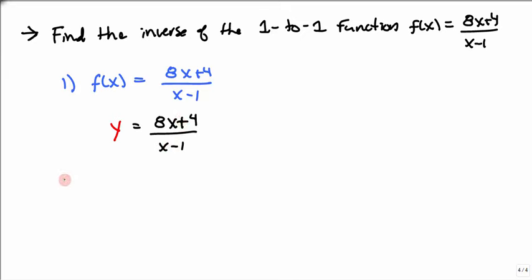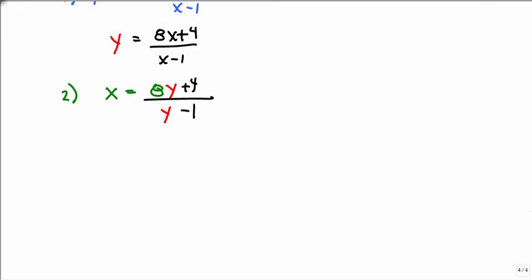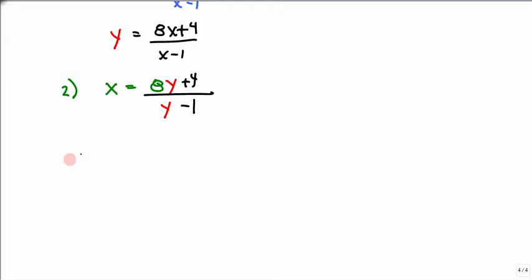Second step, swap the x and the y. So this value of y will become an x, and then all the values of y over here, or sorry, all the values of x over here will become a y. Okay, so that's our second step. Our third step is to now solve for y. Now this is not an easy step. There's a lot going on here with this problem.